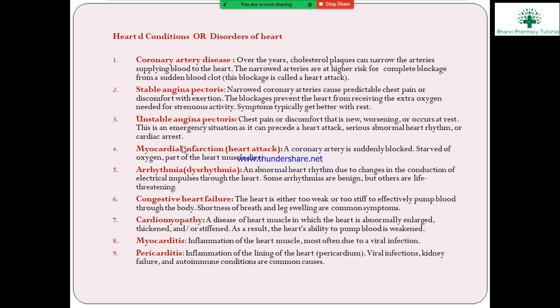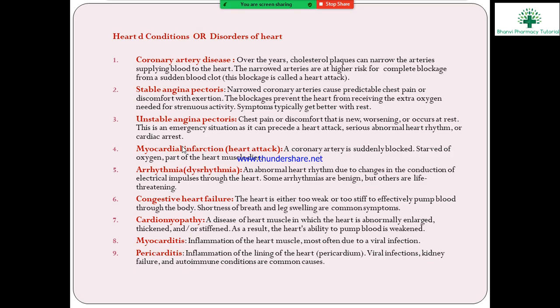Next, cardiomyopathy. What is cardiomyopathy? A disease of the heart muscle in which the heart is abnormally enlarged, thickened and stiffened. As a result, the heart's ability to pump is weak. In cardiomyopathy, the enlarged heart has insufficient pumping. It is not a normal heart ability; the ability to pump is weakened.